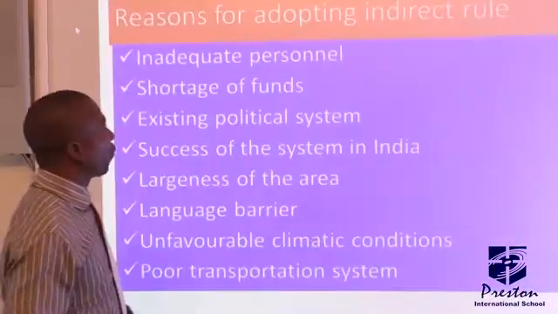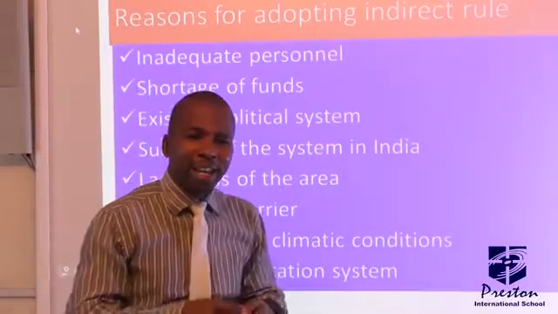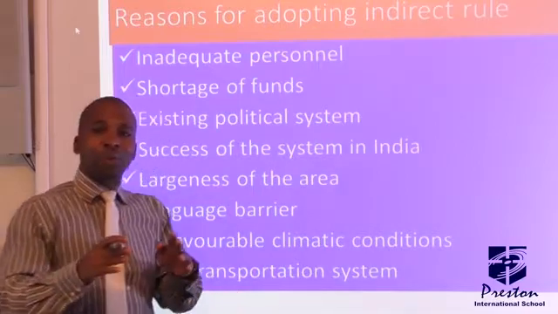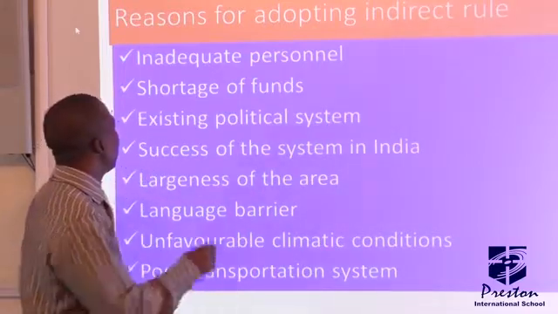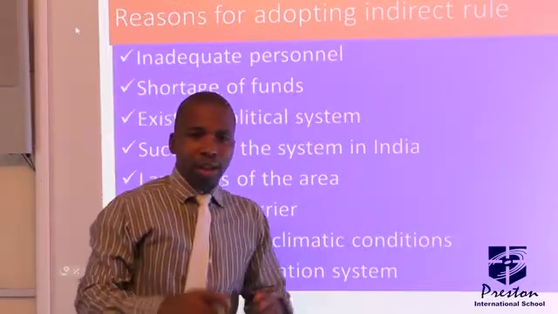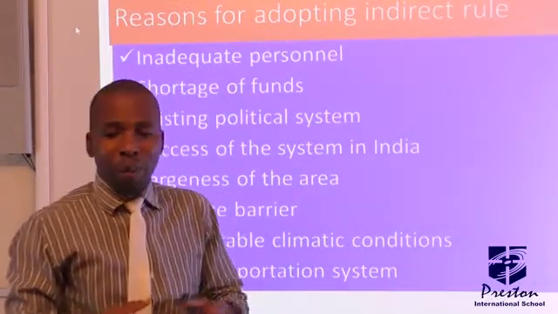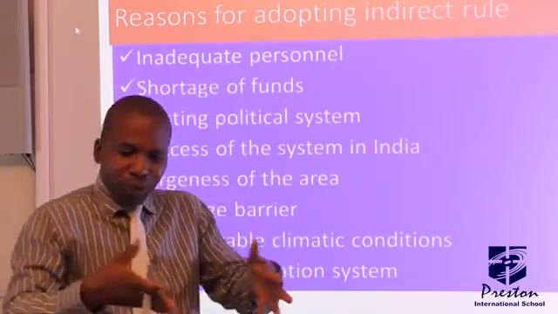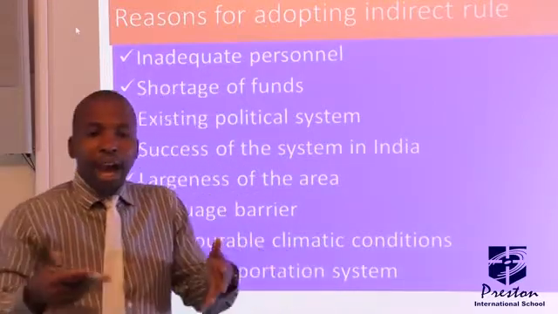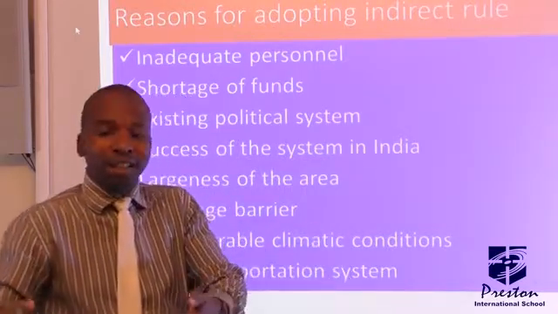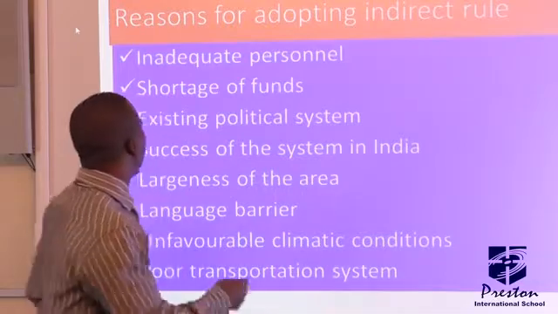Let's look at the reasons for adopting indirect rule in Nigeria. Number one reason why Britain had to adopt indirect rule in Nigeria is inadequate personnel. They had few men that were present in Nigeria, so it was not wise for the few men to get involved in direct administration. Hence, they adopted indirect rule, making use of the traditional rulers to rule the people.